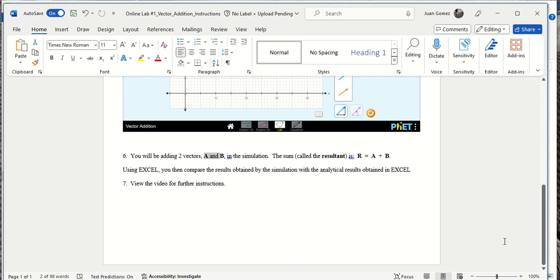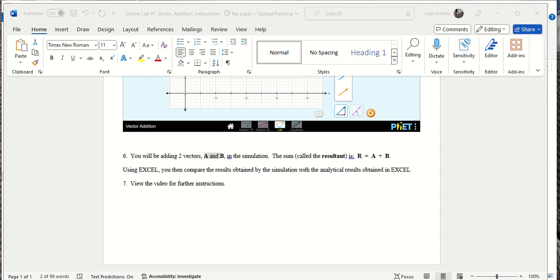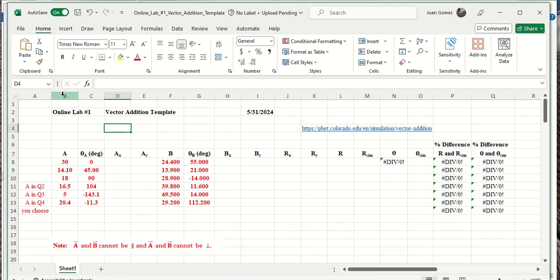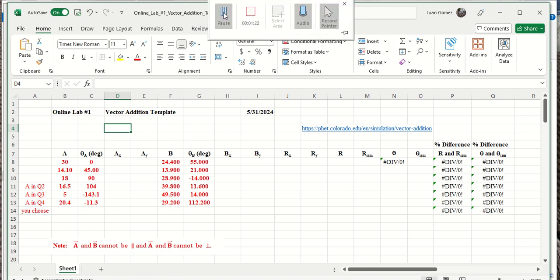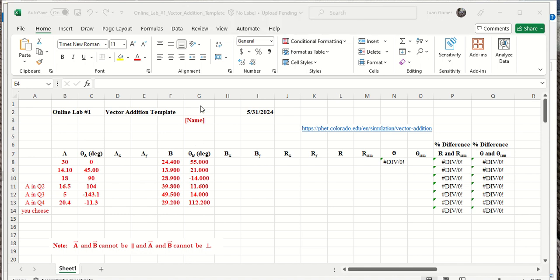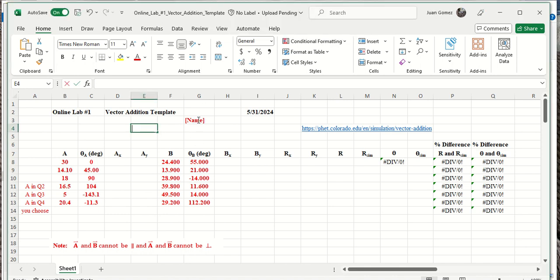So what you're going to do is use an Excel template I've set up. See here, it says Online Lab Number 1 Vector Addition Template. Here's the template, and you'll want to put your name on it. As you're running the simulation, you're going to fill out the template, and I'll create a Dropbox on the Georgia page, and you'll submit the template through the Dropbox.